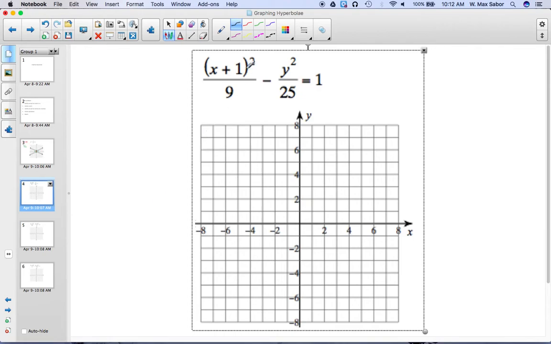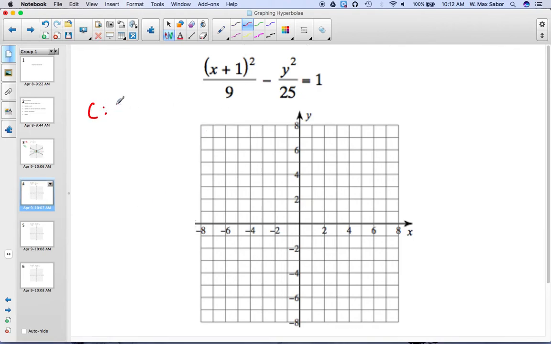Here, we have the center is going to be at -1, 0. A is 3, B is 5. So we can start from -1, 0. Because this is in the x direction, A is, we want to go 3 to the left and 3 to the right. We want to go 5 up and 5 down for the co-vertices.